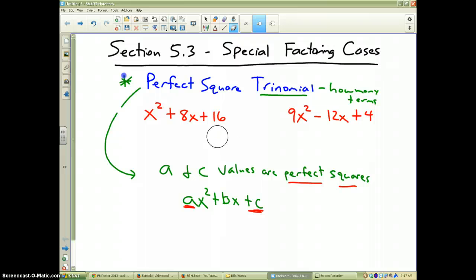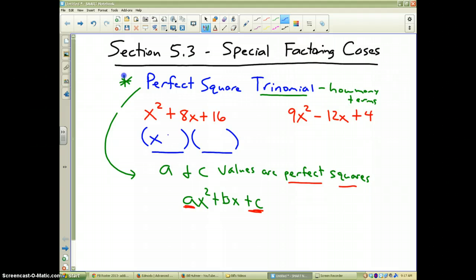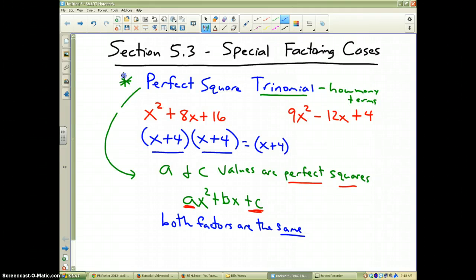Now, why is that important? That's important because when you factor a perfect square trinomial, both factors will be the same. And in this case, you get x plus 4 and x plus 4. A perfect square trinomial, both factors turn out to be exactly the same. And technically, I could write this as (x plus 4) squared. And that would be the factors for that particular trinomial.